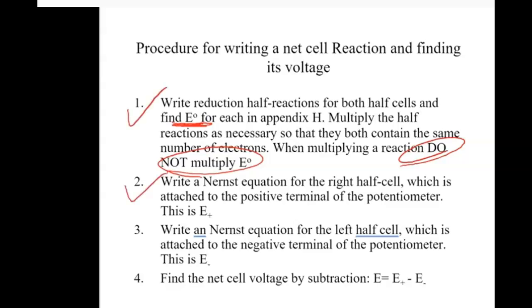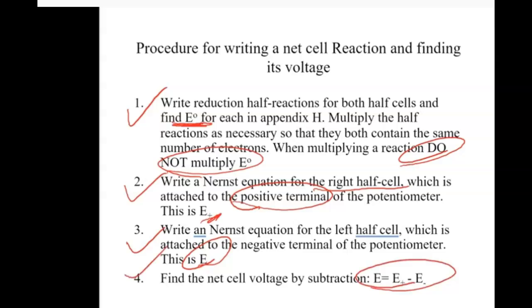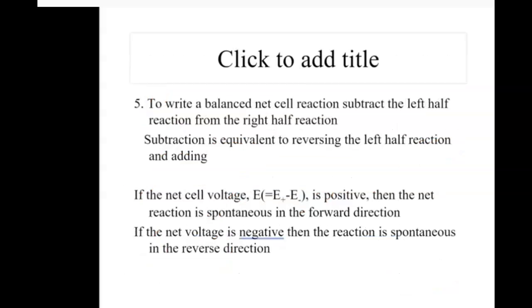Then write out the Nernst equation for this right hand half cell. The right half cell is always the one which is attached to the positive potential terminal of the potentiometer. And this is the E plus. Then write the Nernst equation for the other half cell, which is attached to the negative side of the potentiometer, and then calculate the net voltage on the two half cells. Pretty easy to do. And then from here, write the balanced equation of the two half cells, subtracting one from the other and obtaining the value of E.